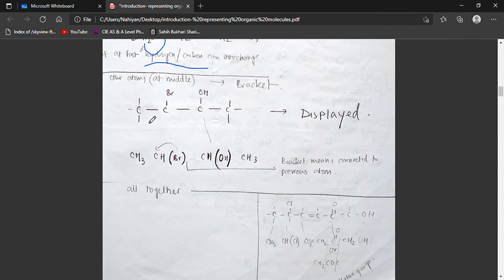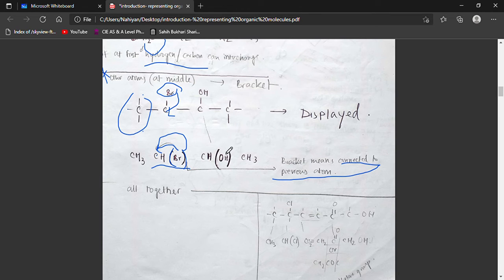Moving on, in the middle, this is something really important. For instance, if you have a bromine here and you want to show this bromine belongs to this carbon, what you do is you write the formula and put a bracket in front of the bromine, which means that it belongs to the previous carbon. So we have CH3 here, we have three hydrogens, then we have another carbon which is bonded to bromine. To show this bromine belongs to this carbon, you put a bracket, which means that it is connected to the previous atom.